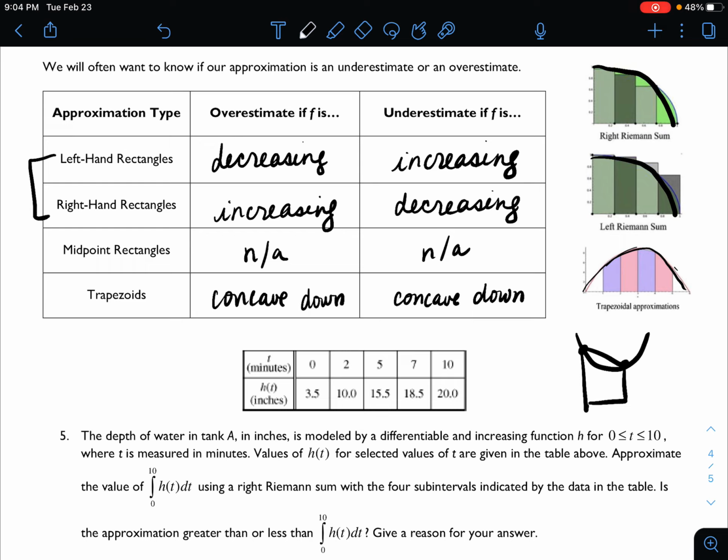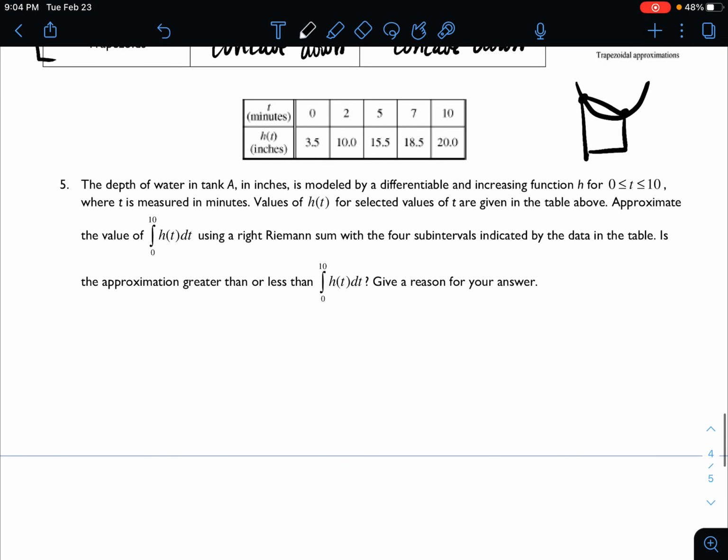So for left and right, you pay attention to increasing, decreasing. For trapezoid, pay attention to concavity. And again, if you can't remember those, just try to sketch out a graph of whatever information is given and see if you can figure it out.